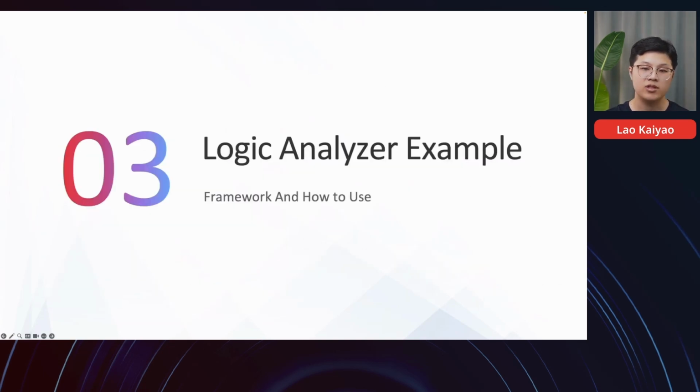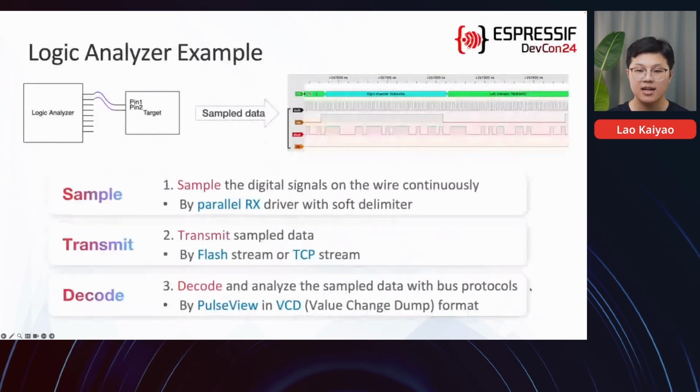Now it's time to introduce the logic analyzer implementation to see how it works. Typically, there are 3 main steps for a logic analyzer, which are sample, transmission, and decode. We need to sample the data first, and then send them to the host. And finally, the software on the host can help us to parse and decode the data.